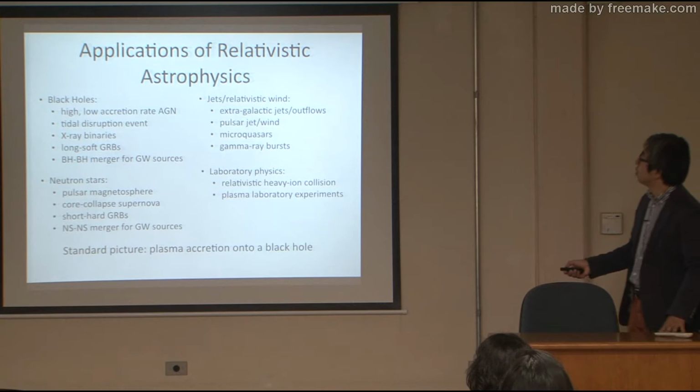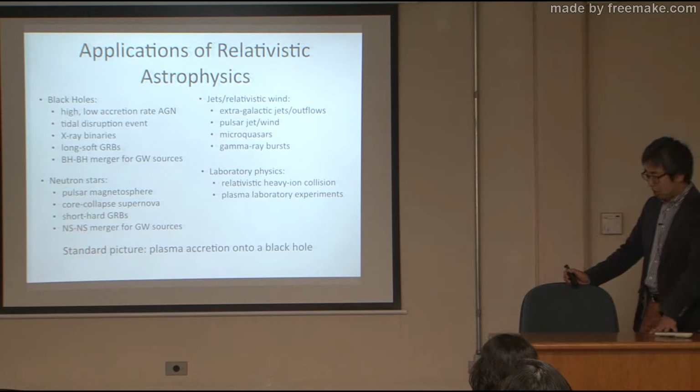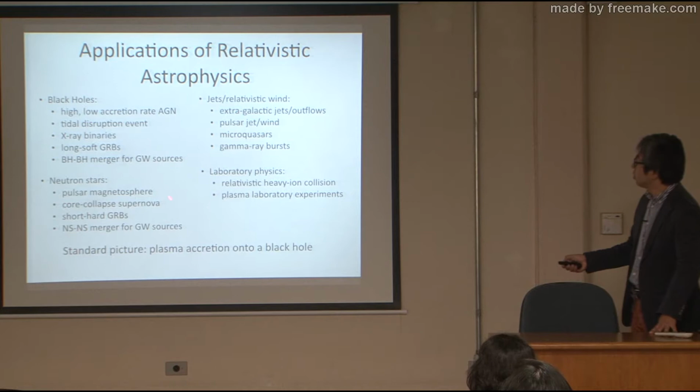Neutron stars can also be applied, with several changes to the metric, and it's better to consider special relativistic or general relativistic effects also. So the pulsar magnetosphere, core collapse supernova, short hard gamma ray burst, and neutron star merger for gravitational waves. Both black hole mergers and neutron star mergers need to solve the Einstein equation, which means the space-time is also time-dependent and changing. So this is the hardest calculation in this kind of simulation.